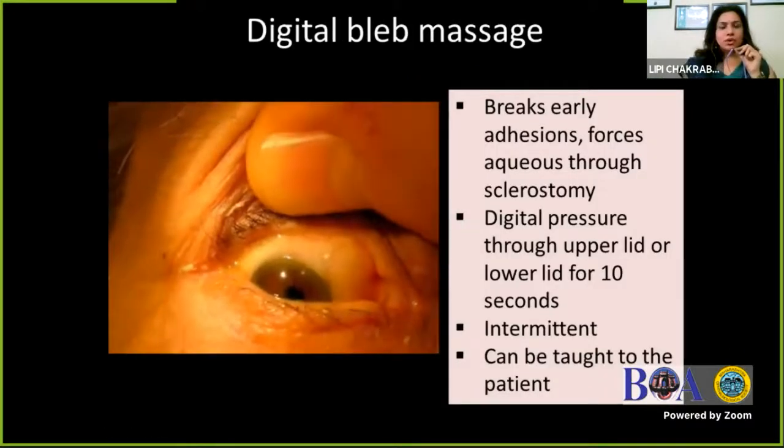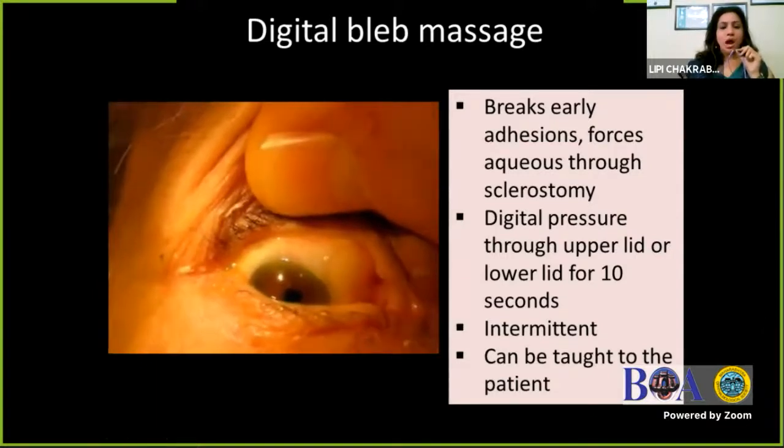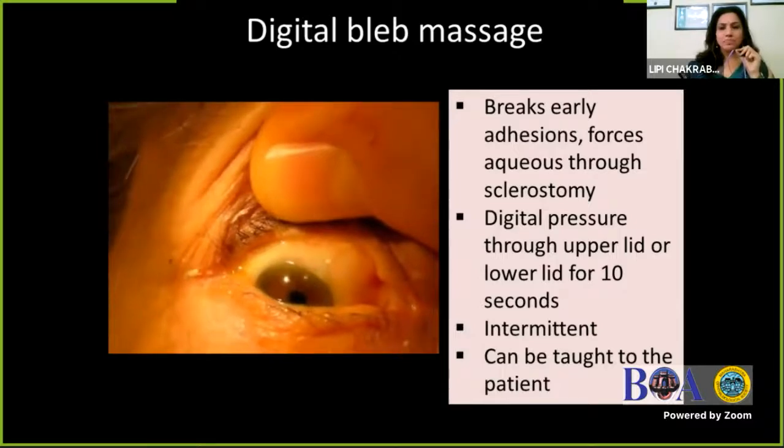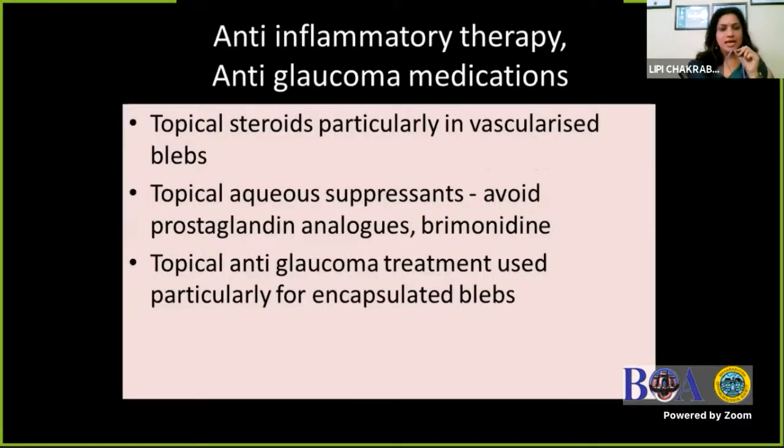So coming to digital bleb massage first, this breaks early adhesions, forces aqueous through the patent sclerostomy. How is it done? Easy, just digital pressure through upper or lower lid for 10 to 15 seconds. This should be intermittent, and can be taught to a knowledgeable patient.